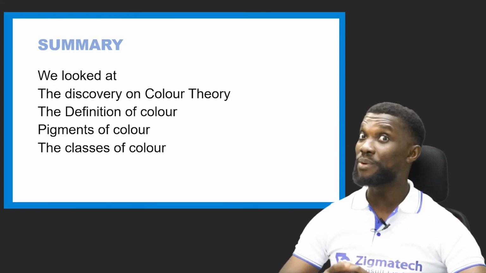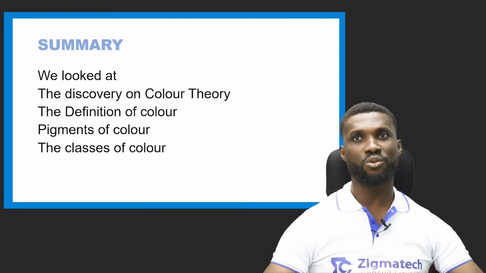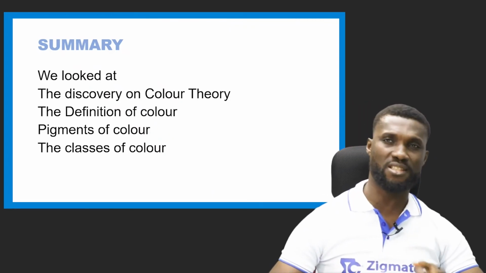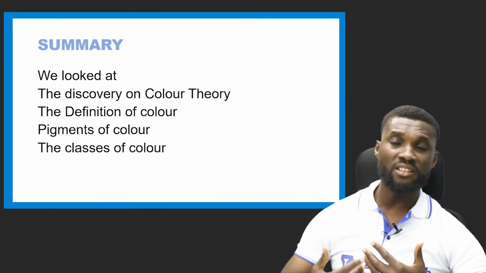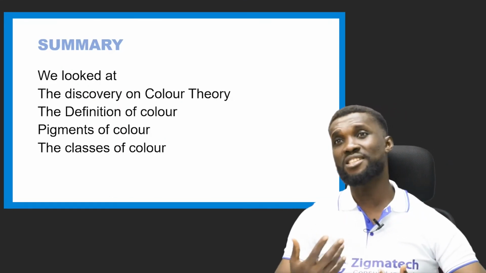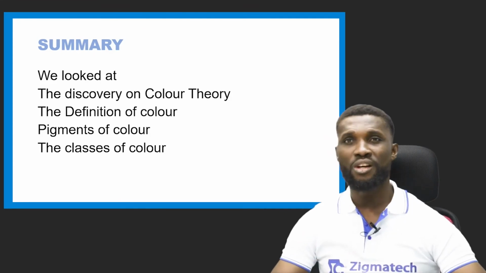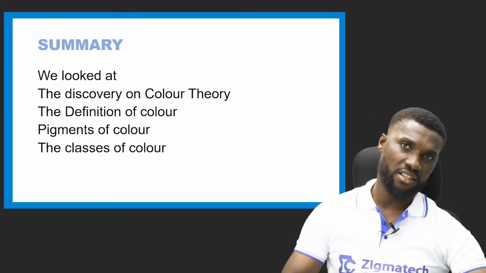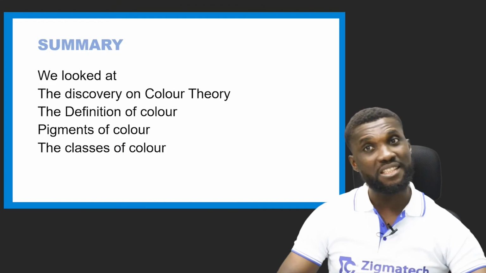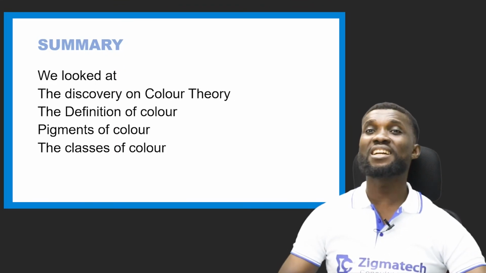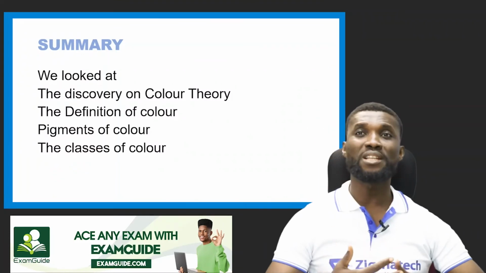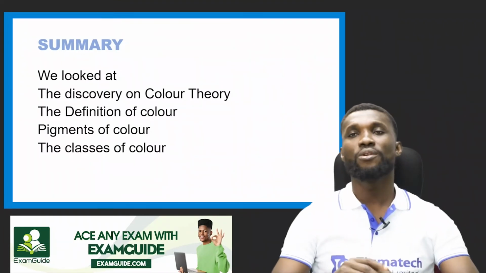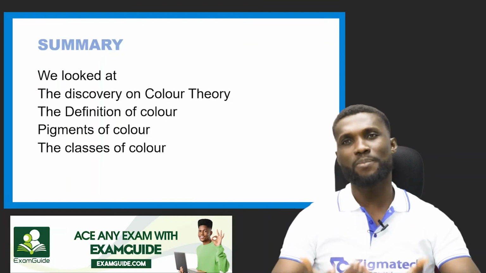But till we meet again, let's do a quick revision of what we've talked about so far from the first part down to the second part. Now remember, we looked at the definition of color. We talked about the discovery on how color theory came about. And then we talked about the color pigments, which I told you we have 3 major color pigments. And finally, we also looked at what? The classes of color. Apart from looking at the classes of color, we went further to talk about the properties of color.